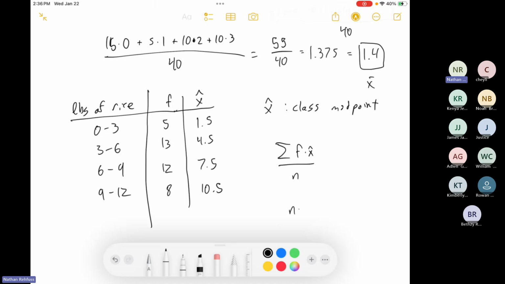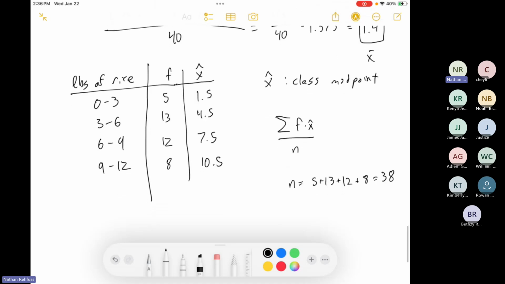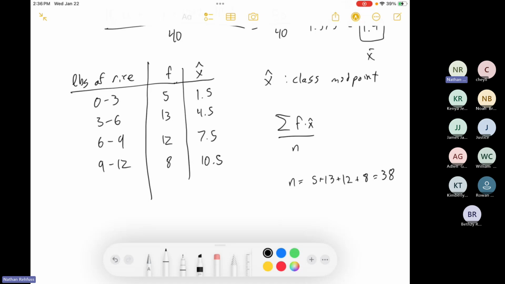So the first thing I can do is find out n is 5 plus 13 plus 12 plus 8. That's 38 people. And then the next thing I can do is multiply my f's times my x's. And if you're working in Excel, which I'm not going to do because not everyone can see it, you would want to make a new column for f times x hat and add these together. So 5 times 1.5 is 7.5 pounds of rice. If 5 people have roughly 1.5 pounds each, together they have 7.5. And so 13 times 4.5, can't do that in my head, turns out to be 58.5.